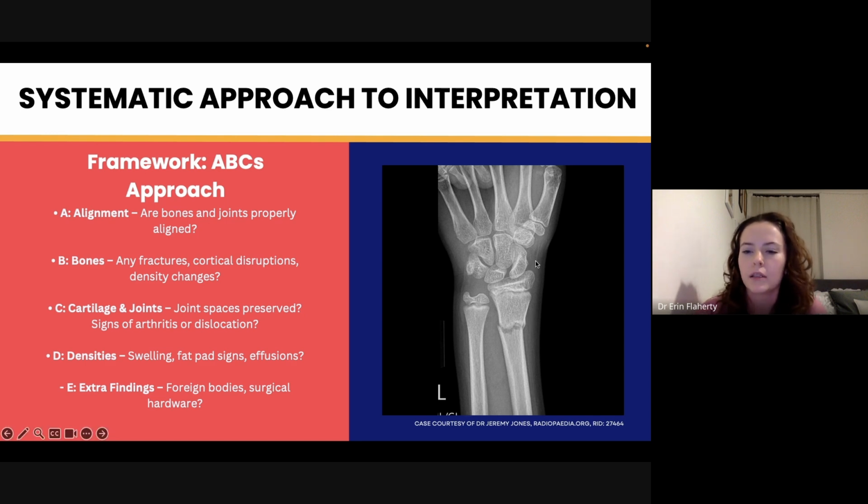Densities, so in some things we can have a look for any swellings. You could maybe say there's a little bit of swelling here on this person. We can't really see any fat pads or any effusions on this. And then extra findings, so sometimes you might see a screw in a patient, you might see that they've got something stuck in them, a foreign body, a bit of glass, a nail. See if they've got any form of surgery, so that might be a plate or a nail in their arm. So this is what you want to do for all x-rays generally, and that'll give you a pretty good place of going forward.